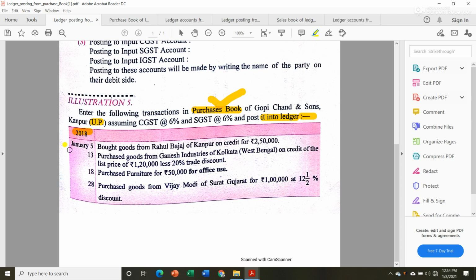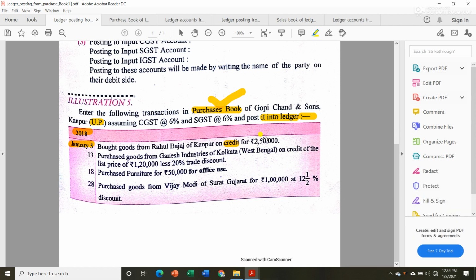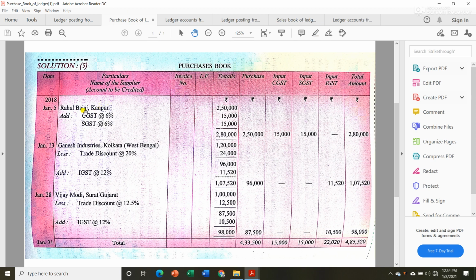In the year 2018, on January 5th, bought goods from Rahul Bajaj of Kanpur on credit for 2,50,000. Remember, in purchases book we record all the credit purchases of goods. Since this is a credit purchase, we are going to prepare purchase book and we can write this transaction in our purchase book. Now this is the purchase book. In here we wrote Rahul Bajaj Kanpur 2,50,000.